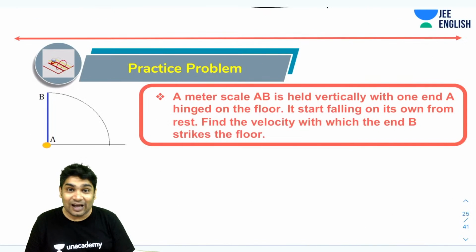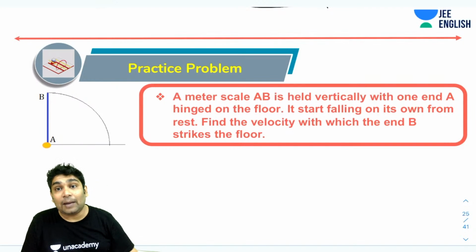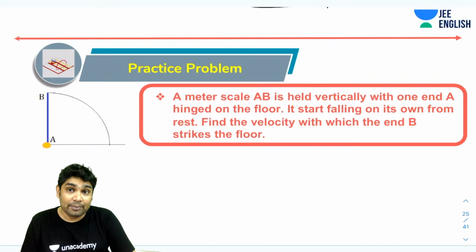Okay, now let's try another problem. एक और problem try करते हैं. आपको बोला है a meter scale AB is held vertically with one end A hinged on the floor. Now it starts falling on its own from rest. You find the velocity with which the end B strikes the floor.